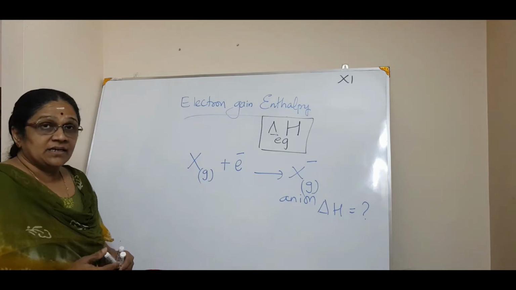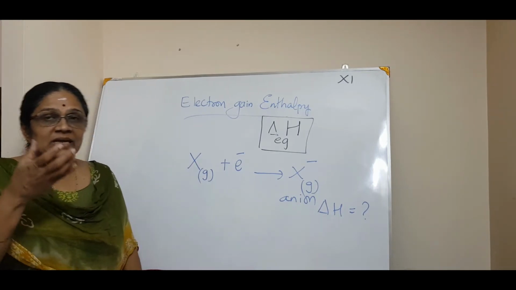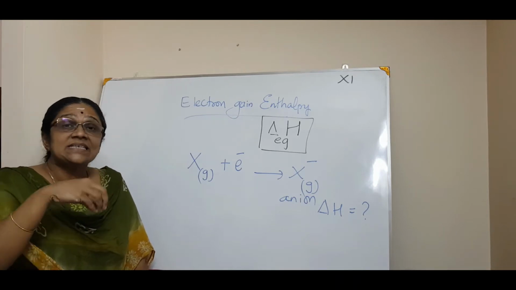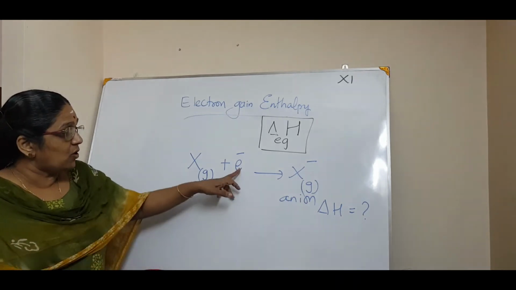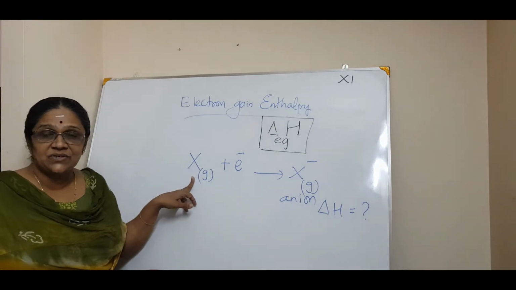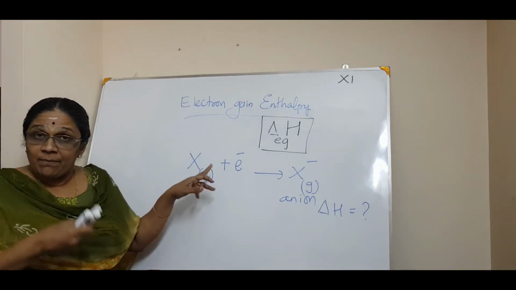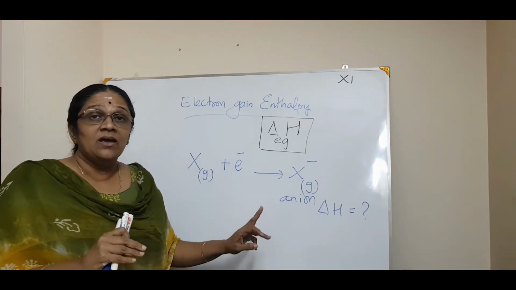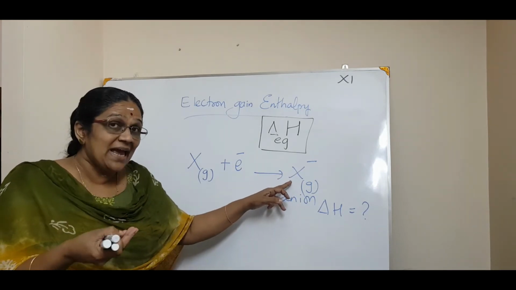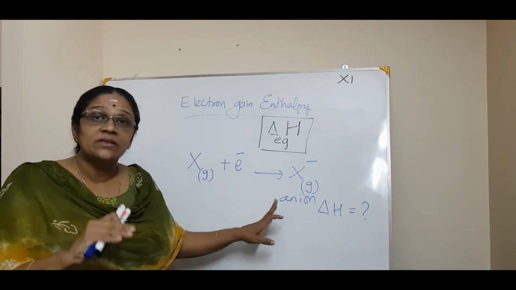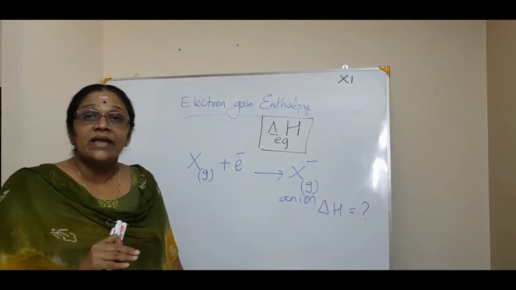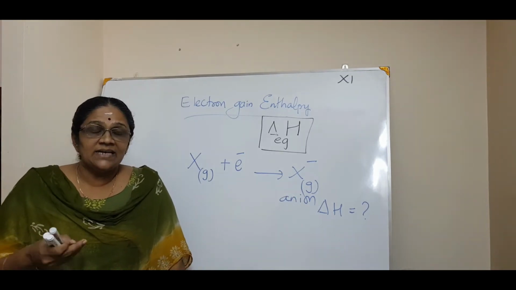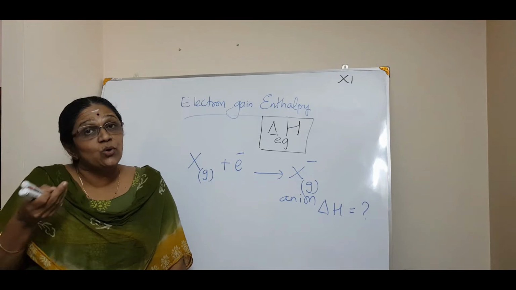Okay, but normally electron gain enthalpy is negative. That means it is exothermic. Whenever an electron is added to an isolated gaseous neutral atom, some amount of energy is released in normal cases. But you can also say that some reactions will be endothermic in electron gain enthalpy. What is endothermic? Delta H is positive. Delta H positive means it is an endothermic reaction.